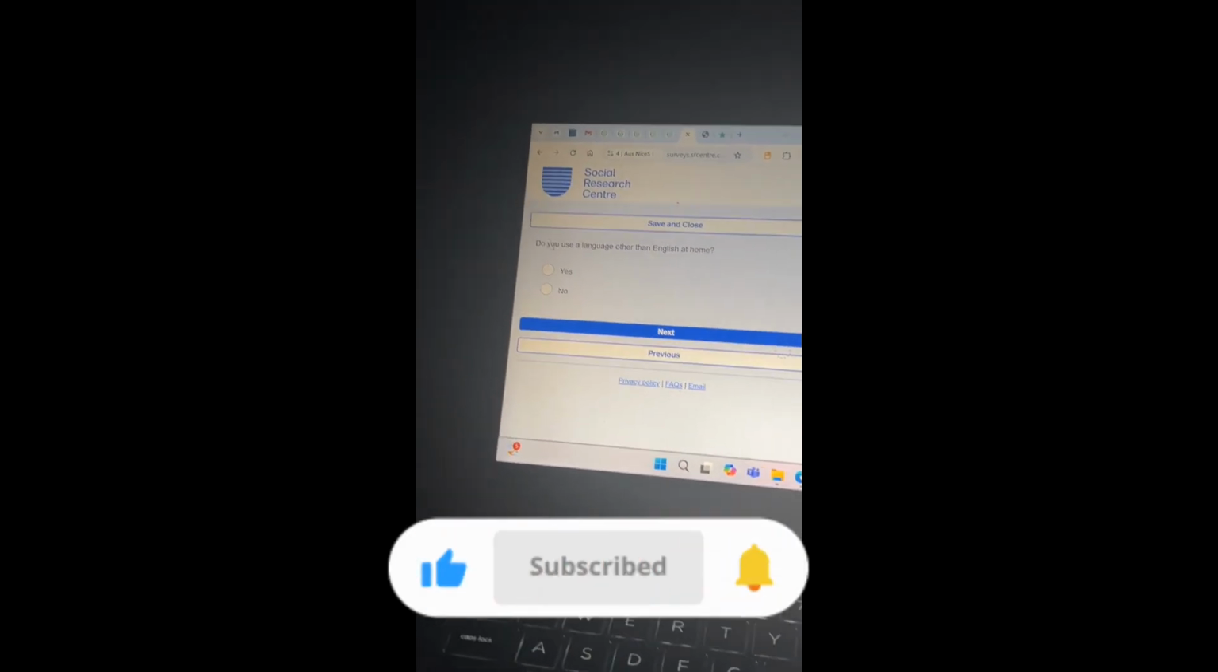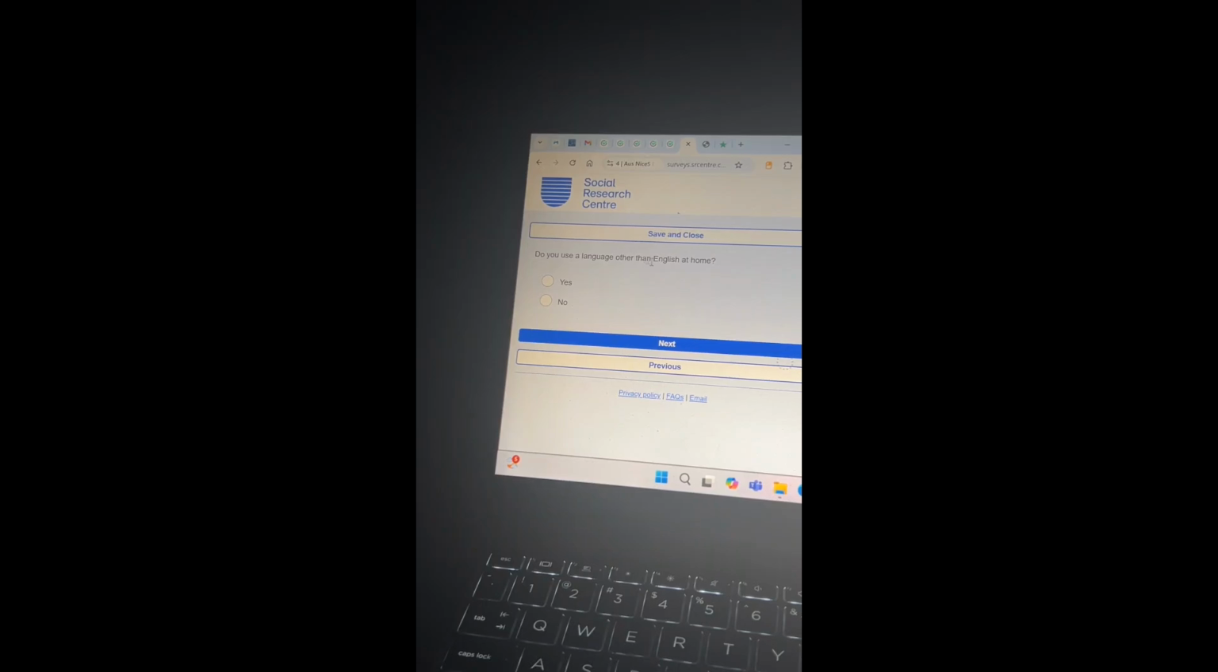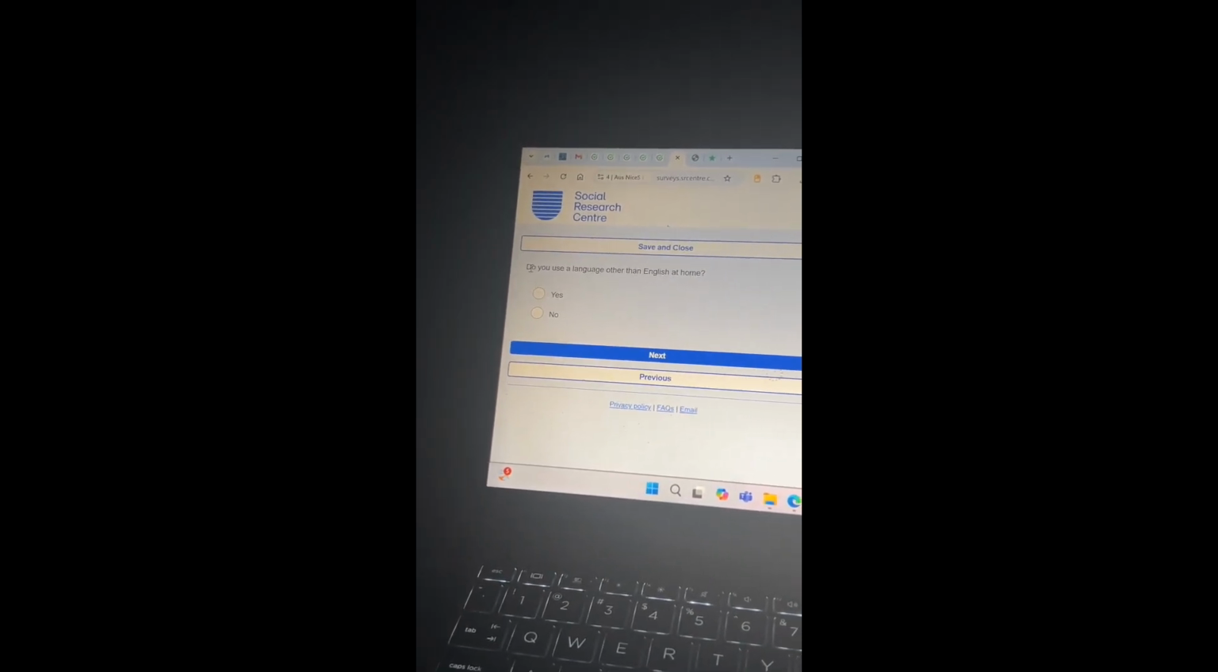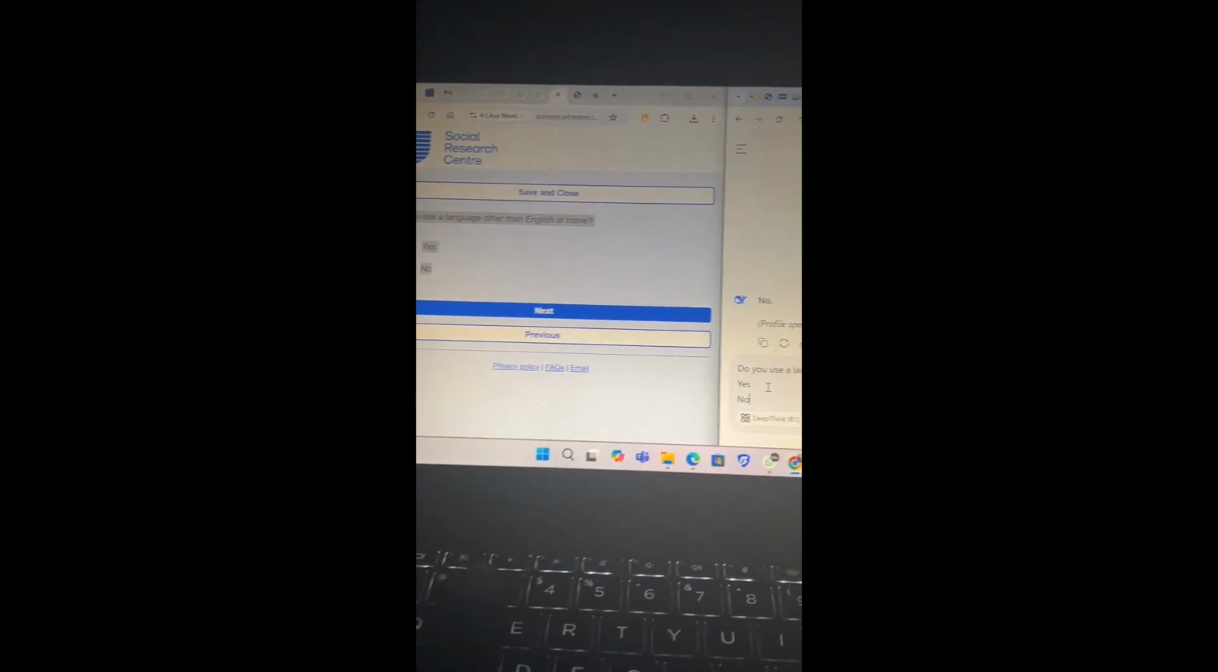Do you use a language other than English at home? Yes, but since English is my preferred language, you can say it wherever it's there, so you can just check for your AI to help you confirm it.